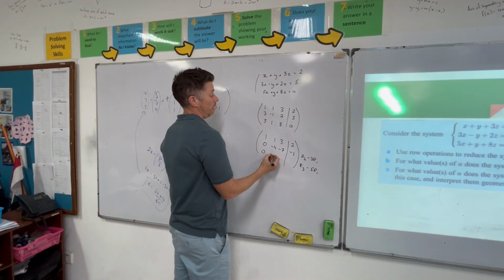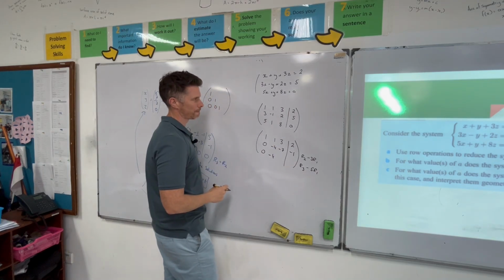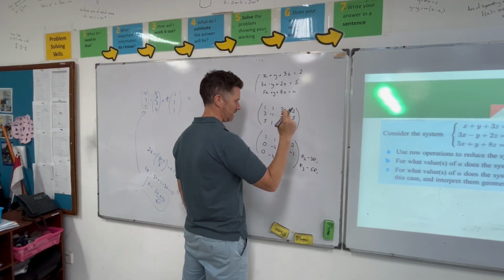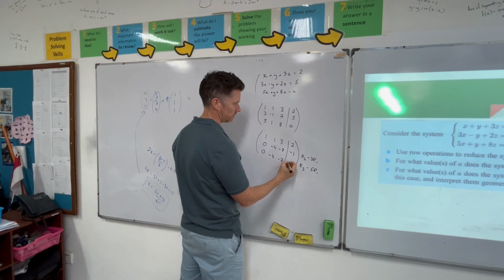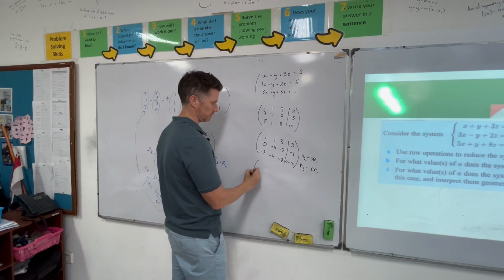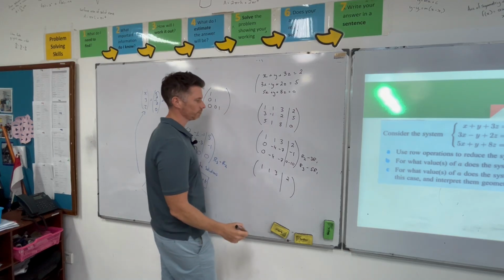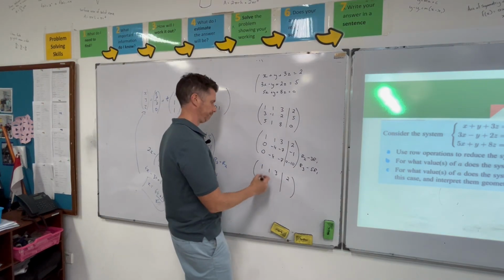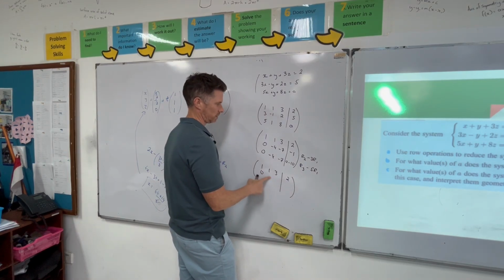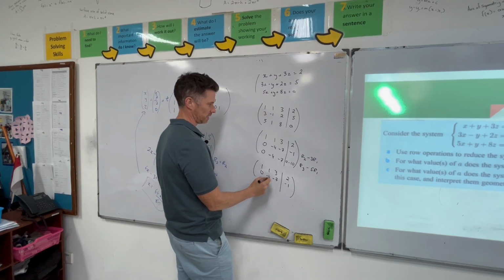So, 1 minus 5, minus 4. Uh-oh. Okay, and a minus 10, is it? All right, so I need this down to, well, let's not put that. Let's get a 0 here. This is an easy one to get 0.